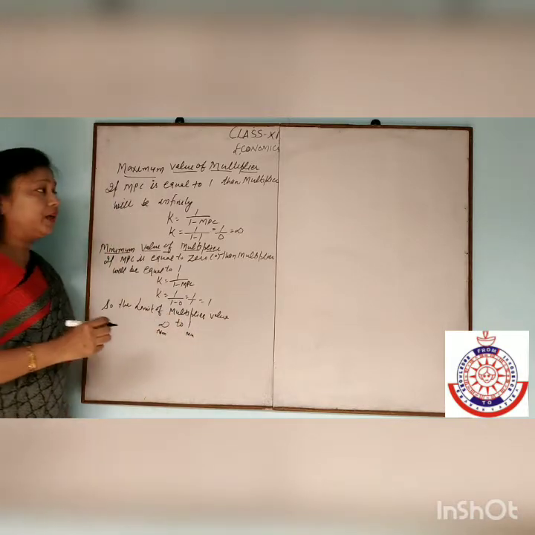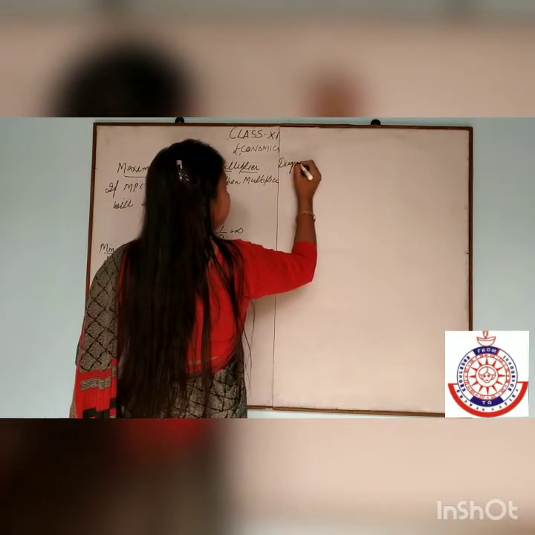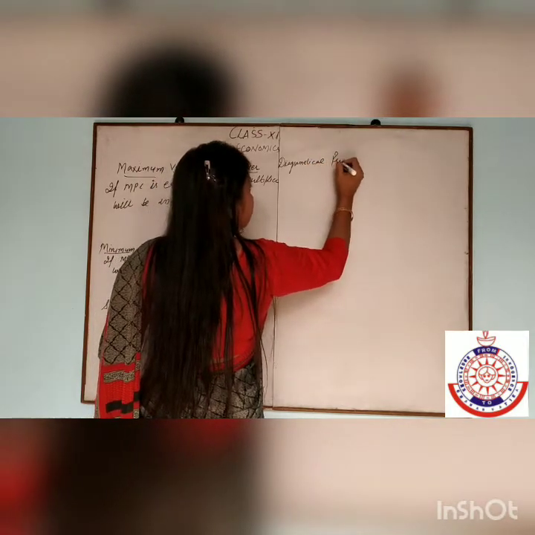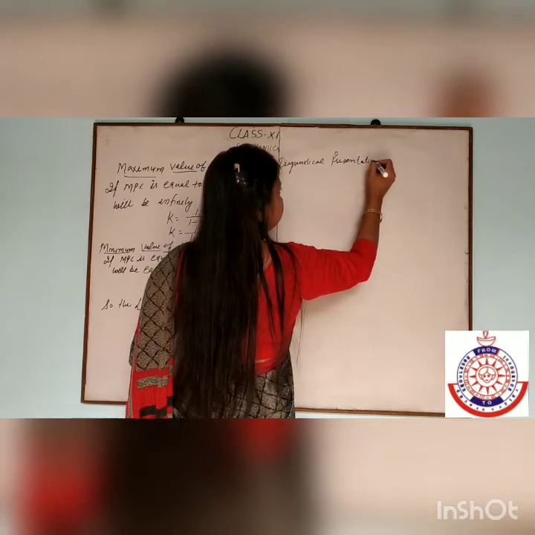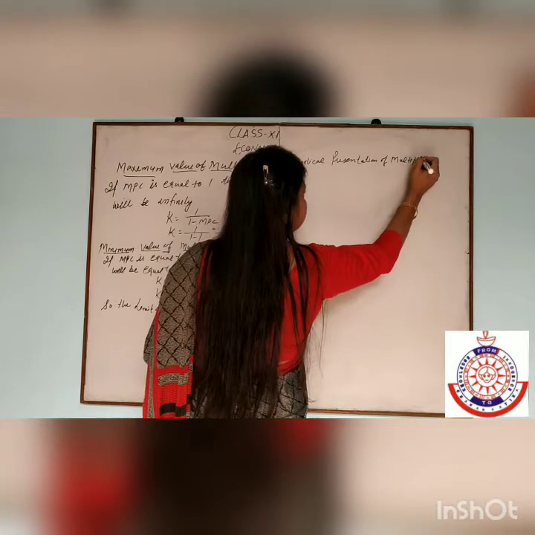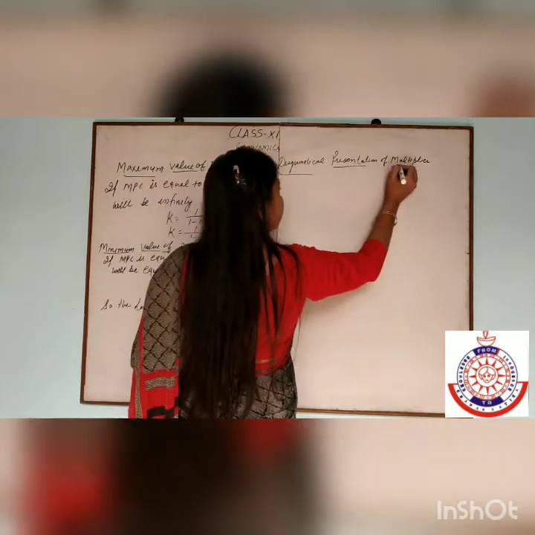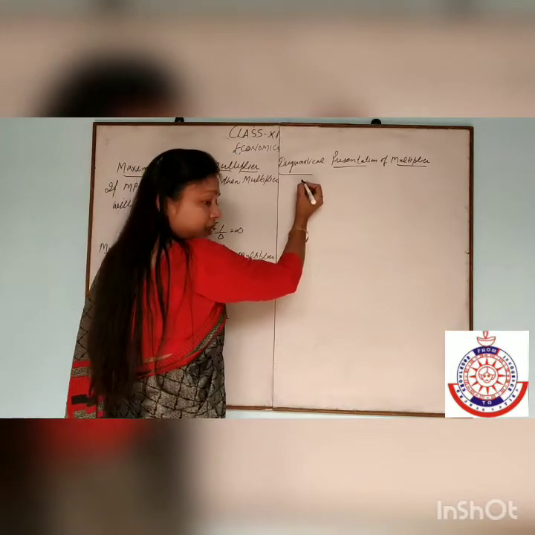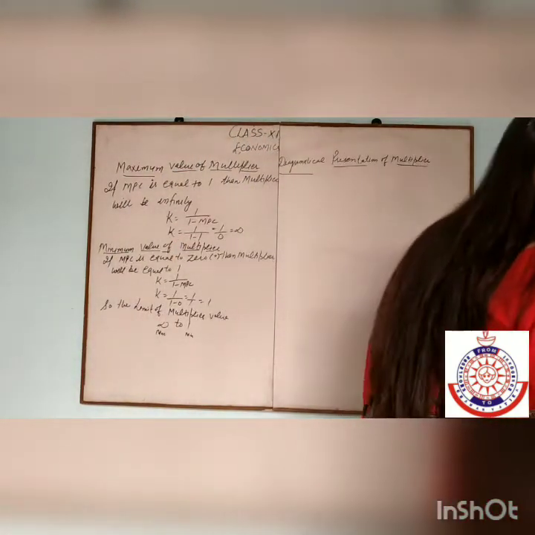Now the next point is diagrammatical presentation of multiplier. How can we present the multiplier on a diagram? First of all, we will take the OX axis and the OY axis.